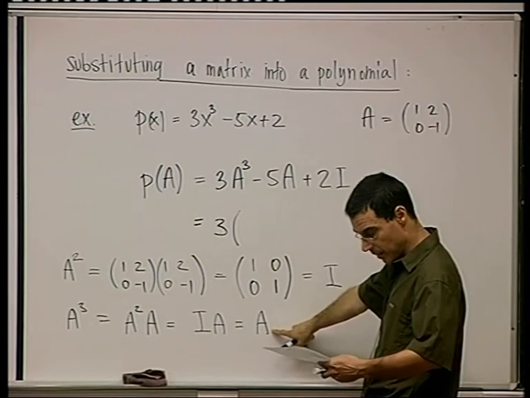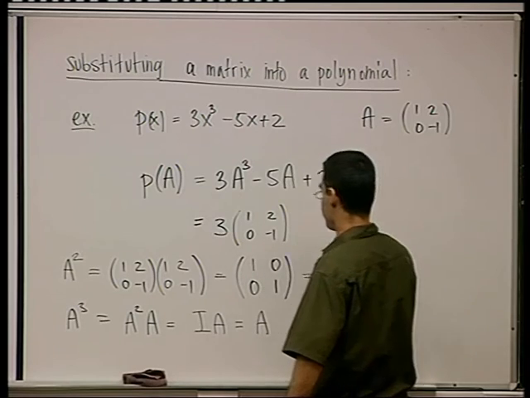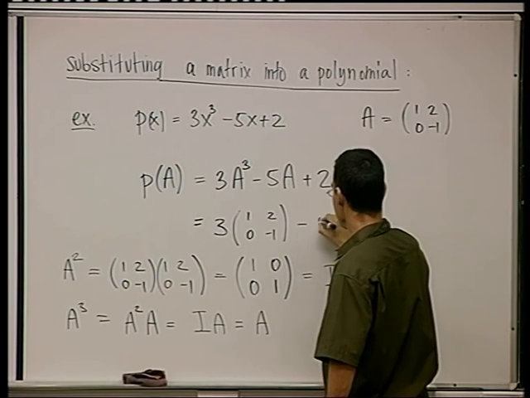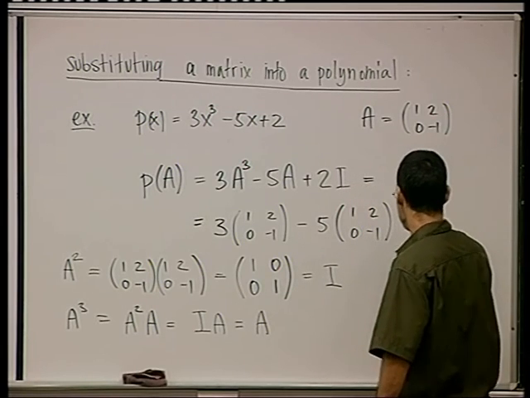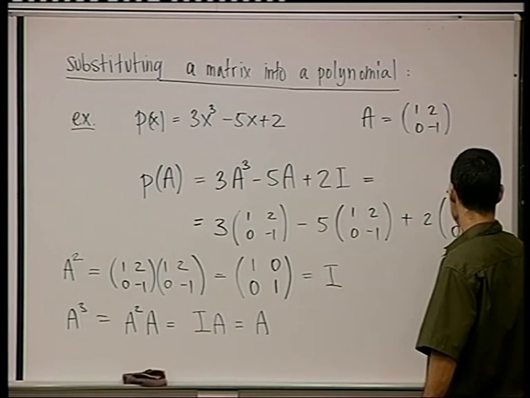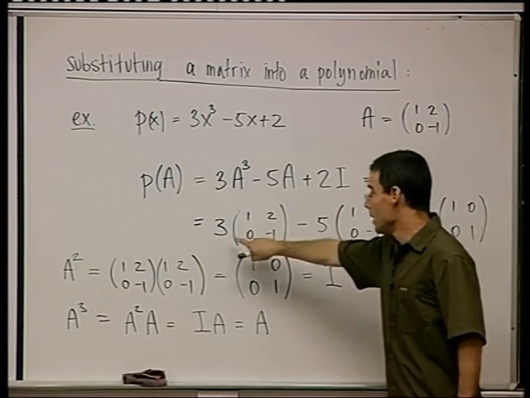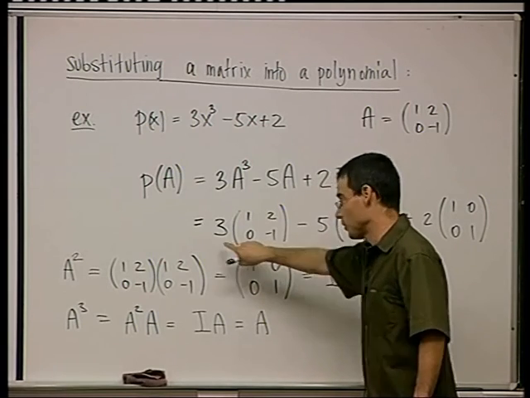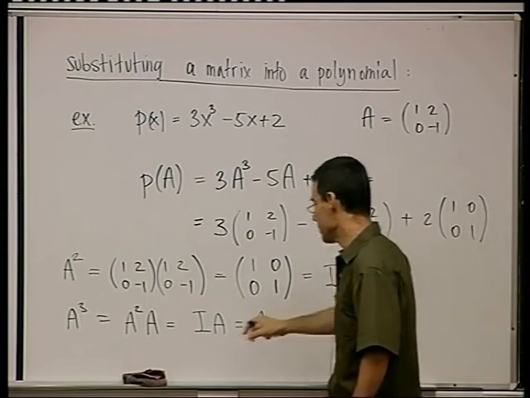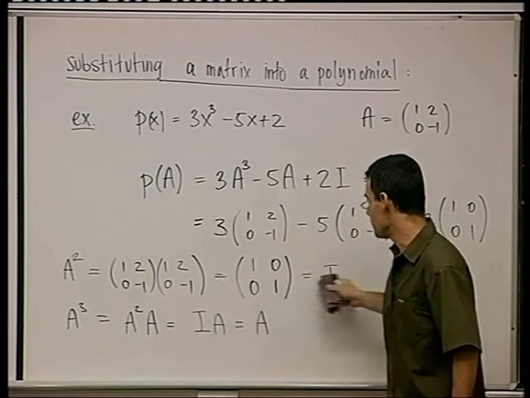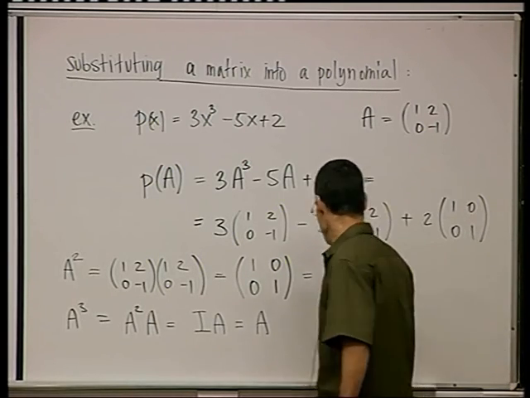I don't know why I took this example. Anyway, 1, 2, 0, minus 1. This is A cubed. Minus 5A, 1, 2, 0, minus 1, plus 2I. Do you agree? Okay. And now we have to do multiplication of a scalar times a matrix, and then addition of matrices. Okay, so let's see what we get. Did everybody follow this? Can I erase this because it's kind of standing in the way? Good, everybody?